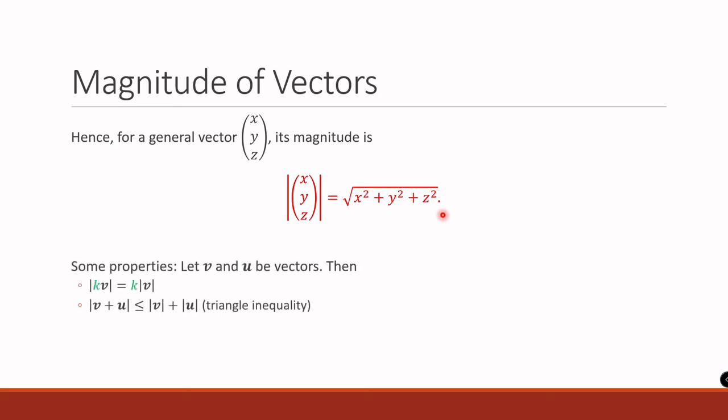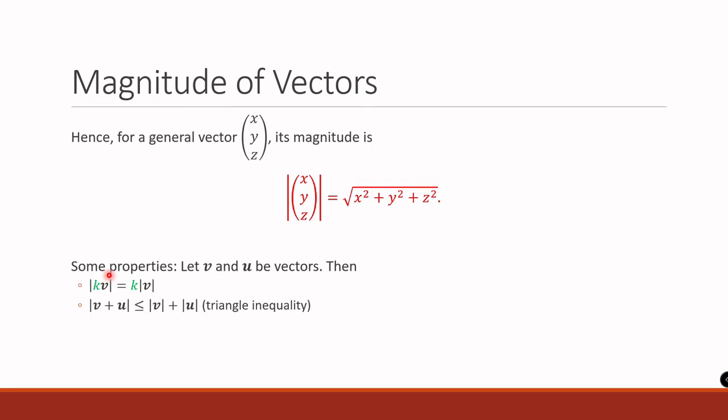Some properties we take note of. If you multiply a constant k to your vector, then the length of the new vector is just |k| times the length of the original vector. We can prove it mathematically, but let's think of it in a geometrical way. If you remember from the previous video, if you multiply a constant to a vector, you're going to stretch or shrink the vector without changing the direction. So it makes sense that the new length is just k times the length of the old vector. So that's the first property.